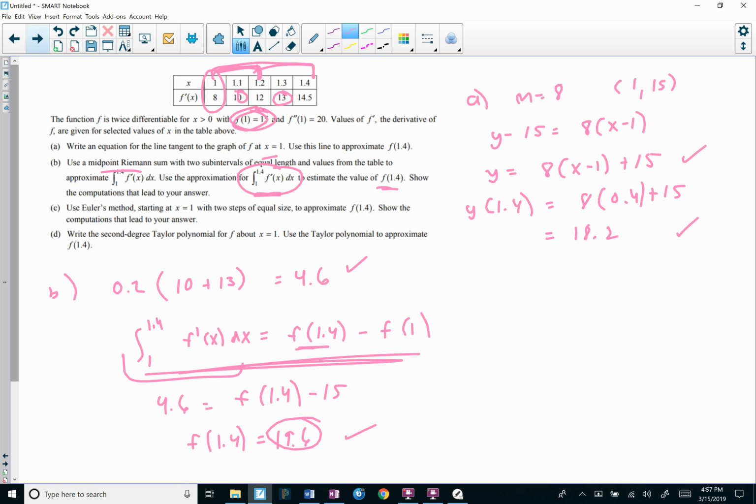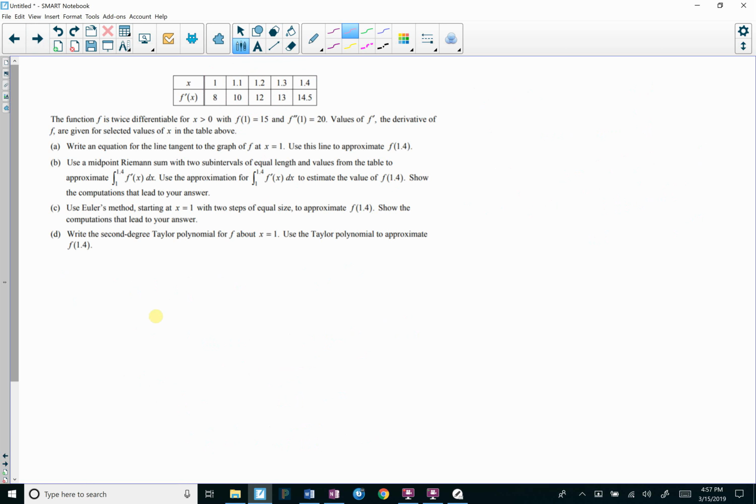Okay, part C, we have an Euler's method. Okay, so we're starting with the point 1, 15. We'll need to find the slope. We'll need to find delta x, delta y. Now it says 2 equal step size to get 1.4. We're going from 1 to 1.4, 2 steps, so this needs to be 0.2 each time. Okay, let's plug in. At 1, my derivative is 8. So it's kind of a little different. We're not plugging into a differential equation. We have a table there. Multiply, I get 1.6.